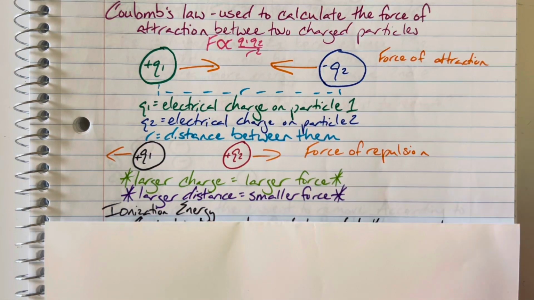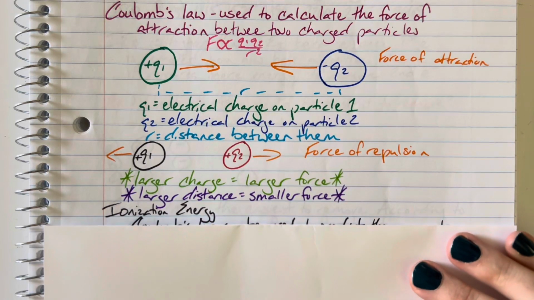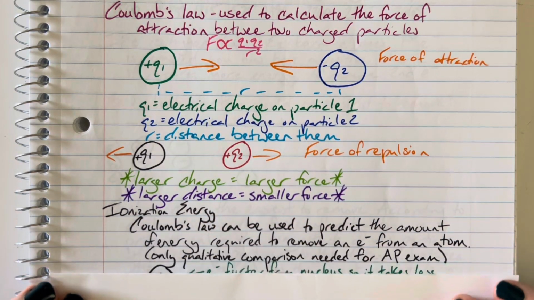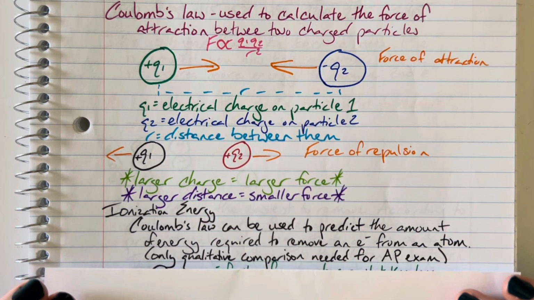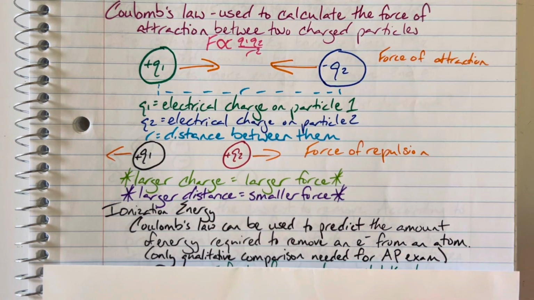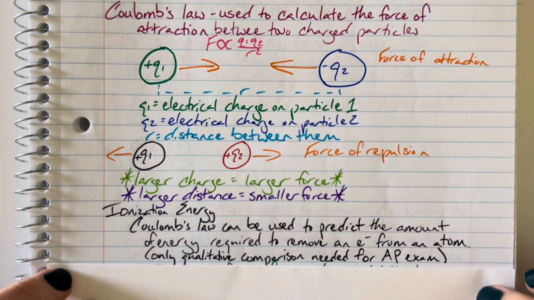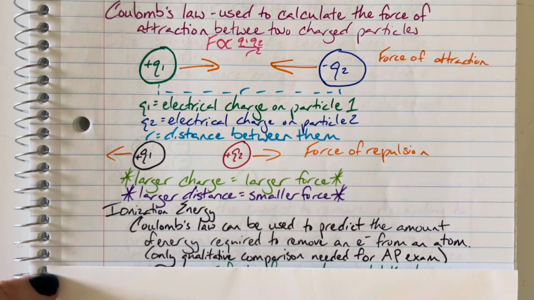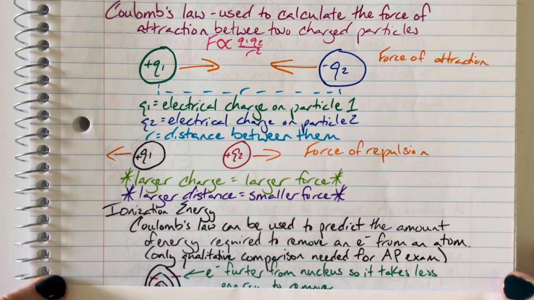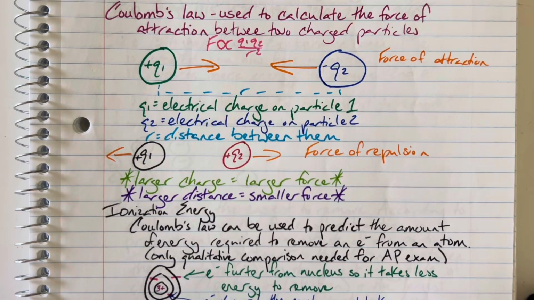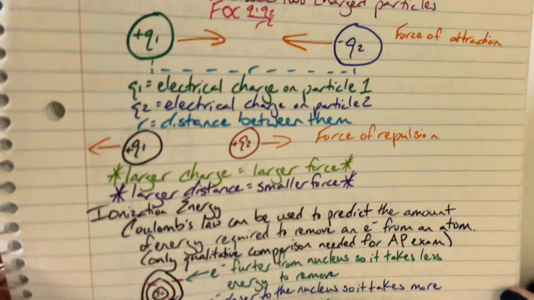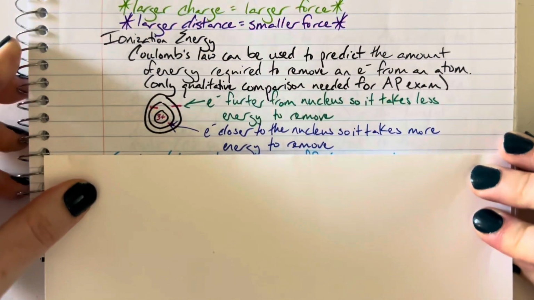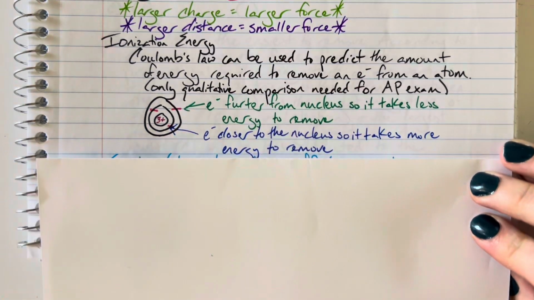The first thing that we're going to see Coulomb take hold of is going to be ionization energy. Coulomb's law can be used to predict the amount of energy required to remove an electron from an atom. Okay, and this is really the only qualitative application that we need for the AP exam. And the thing that you need to know is that the electrons that are further from the nucleus are going to be easier to remove.